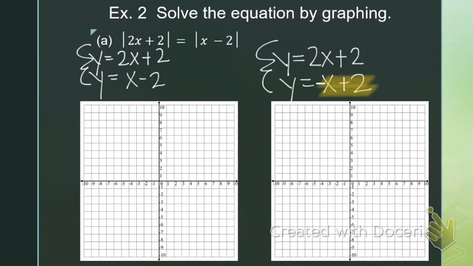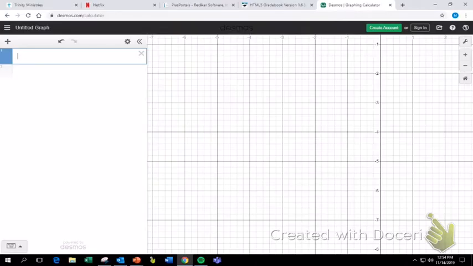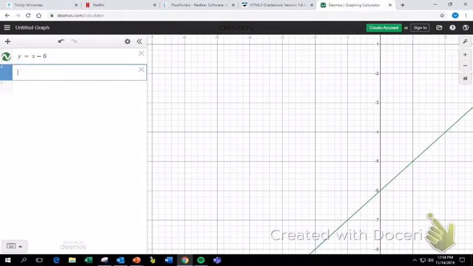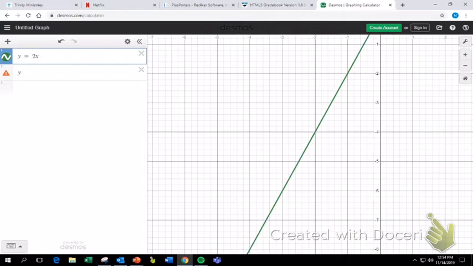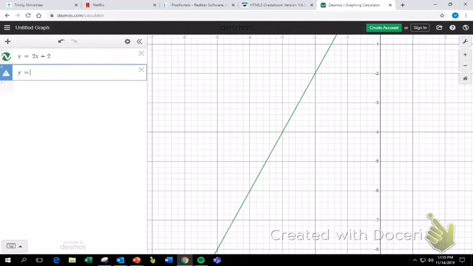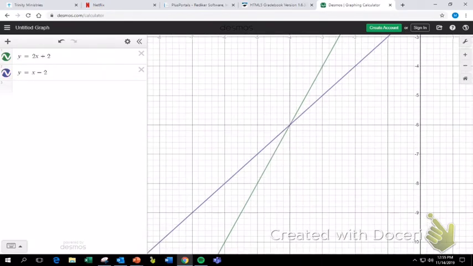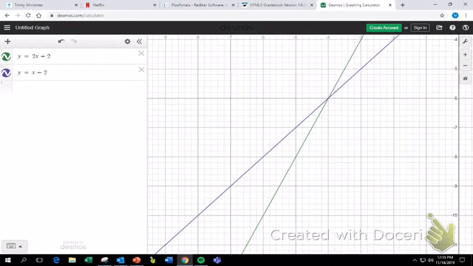Plug the first system into Desmos. All right, what was the first equation of the first system? Y equals 2x plus 2. I got ahead of myself. 2x plus 2. Okay. And for the second one, y equaled x minus 2. So we zoom in, we make sure we're counting by ones, we find that point of intersection.